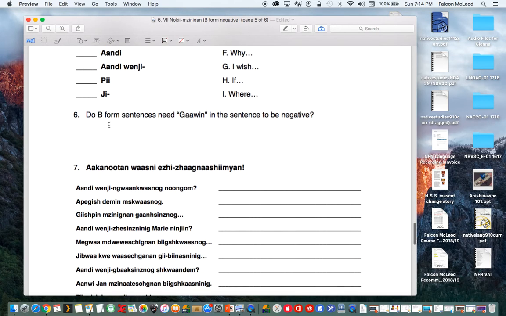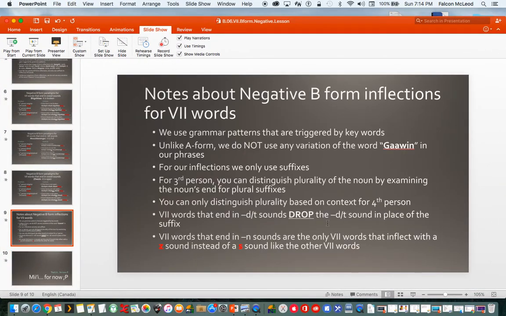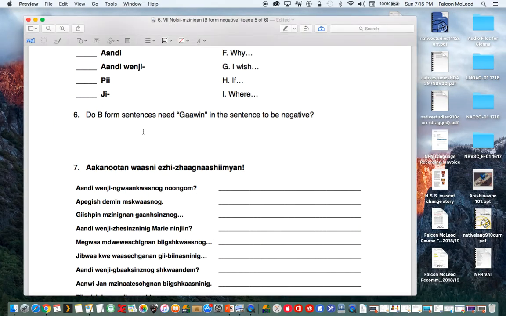All right. Number 6. Do Bform sentences need "goin" in the sentence to be negative? Let's see here. Does it need "goin"? I'll let you figure that out and answer it here.